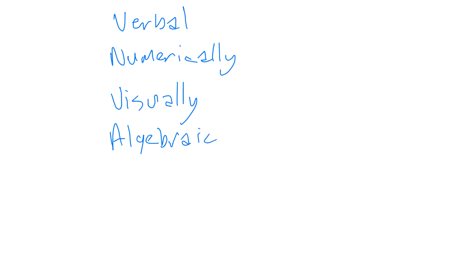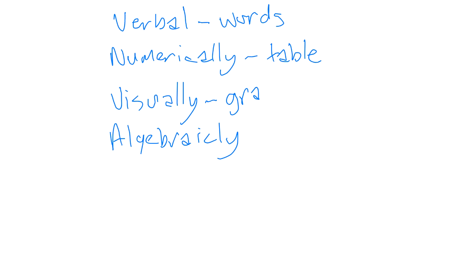Verbal is what it sounds like: we just use words, like a set of phrases. Numerically means we use a set of values or a table. Visually means we use some sort of visual such as a graph. And algebraically means we use some sort of explicit formula.